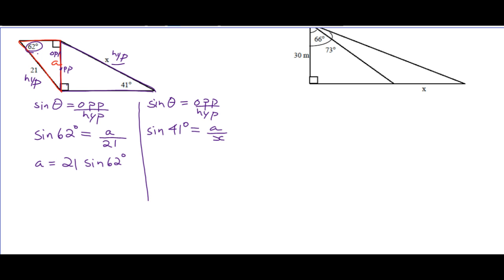So I need to rearrange. So I'm going to go x times sine 41. Remember, x is what we want to find, and a is what we already have, right? We have an expression for a. So x times sine 41 is equal to a. So x is equal to a divided by the sine of 41 degrees.